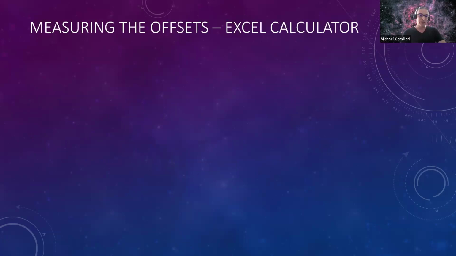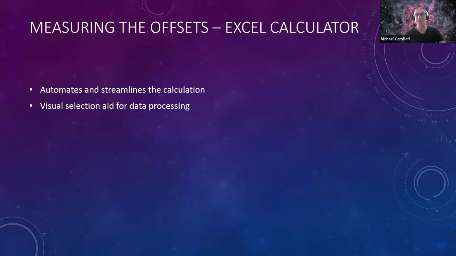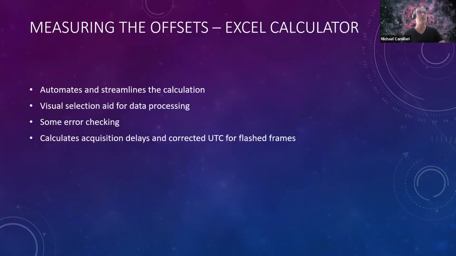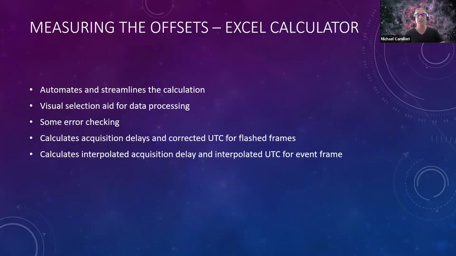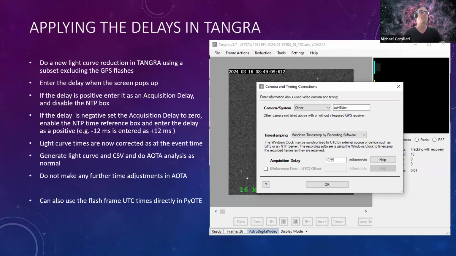To do this, I'm using an Excel calculator which has been modified from the calculator that Pierre Lecam published. This automates and streamlines the calculation, and it gives a visual selection aid for the data processing, which makes the whole process quite easy. I've built in some basic error checking just to help people out. I know what I'm doing, but if anyone else uses it, it's a useful guide. So what it does is it calculates the acquisition delays and also the corrected UTC for the flashed frames. And it also interpolates this to the event time.